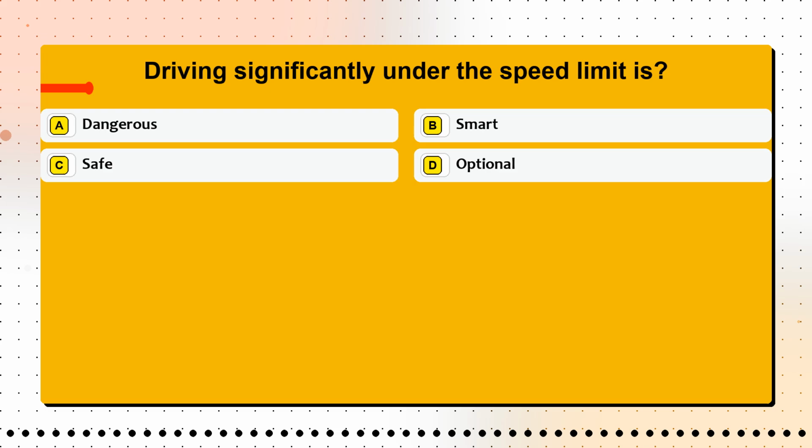Question 87. Driving significantly under the speed limit is? Here are the options. Option A, dangerous. Option B, smart. Option C, safe. Option D, optional.